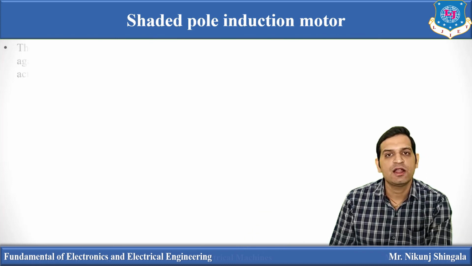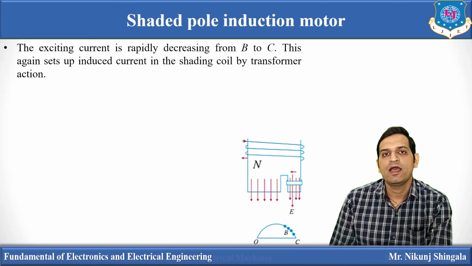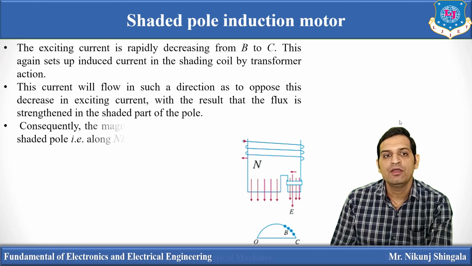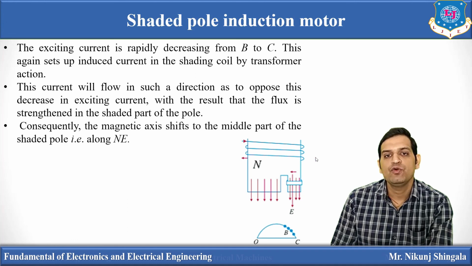The last one: now the current starts to decrease along the BC curve. As the current decreases, the flux produced in the shaded pole, phi s, will also be low. The current in the shaded pole will try to oppose this decreasing current, so there is a crowding of flux in the shaded pole, as you can see here. This current will flow in such a direction as to oppose the decrease in the exciting current, with the result that flux is strengthened, and there will be more flux lines in the shaded part of the pole. So the magnetic axis now shifts towards the middle part of the shaded pole, that is NE.